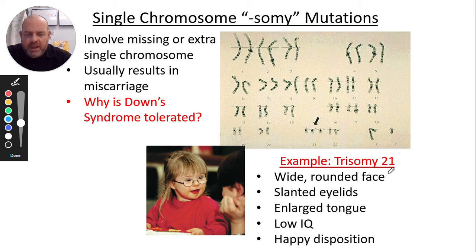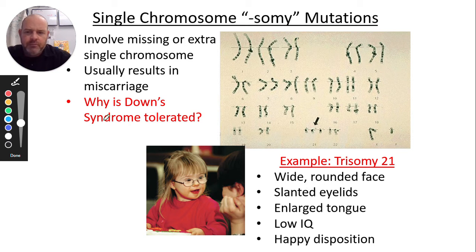And some of the traits you get are the wide rounded face, the slanted eyelids, the enlarged tongue. If you've ever spoken with someone who has Downs, you notice their speech is a little bit different. It can be a little bit harder to understand. They generally have a lower IQ, but they are also some of the happiest people you'll ever meet. They are generally very happy. I interact almost daily with some kids in our school that have Down syndrome, and they rarely have a bad day. They're pretty happy with who they are and what they're doing. So it's a great trait to have, actually.